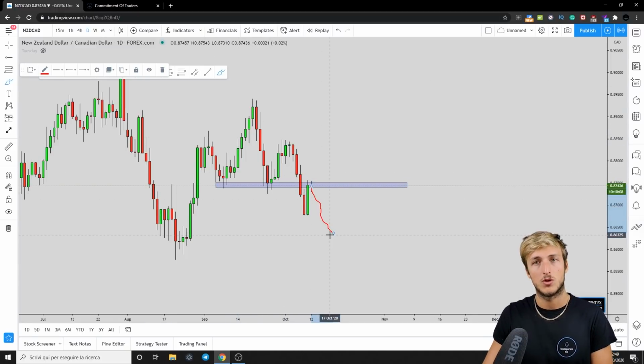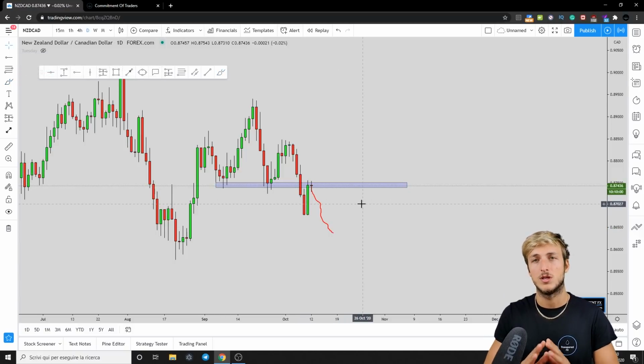However, we don't know if this will happen, but if it will happen, we will simply have to adjust our analysis to the new market structure. So until the market will remain below this resistance, we are simply not interested in NZD CAD until the market will break the monthly support.